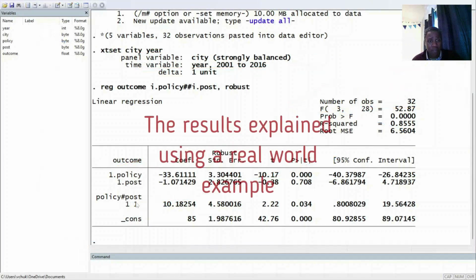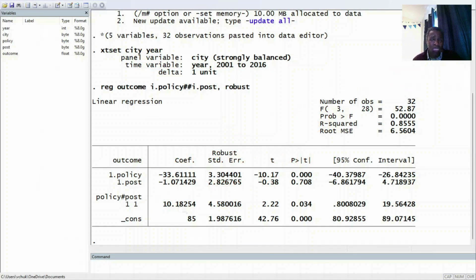What does matter, however, is this post policy, this 10.18. And this says that London city price level increased due to the policy. So this is the causal effect of that policy. So prices rose by 10.18 on average, more than they would have done without the policy.